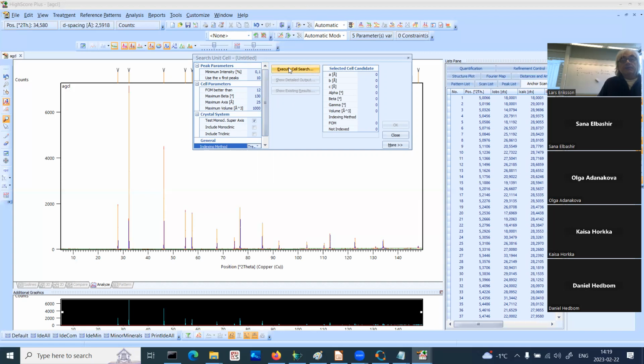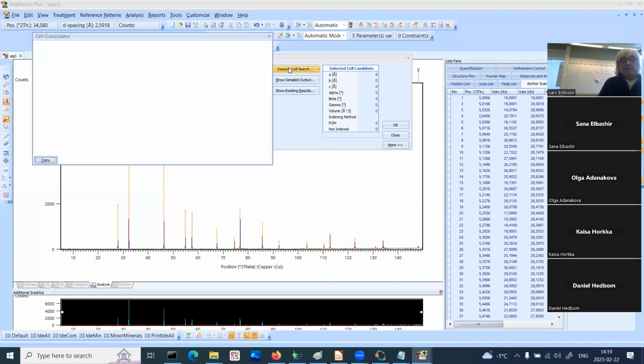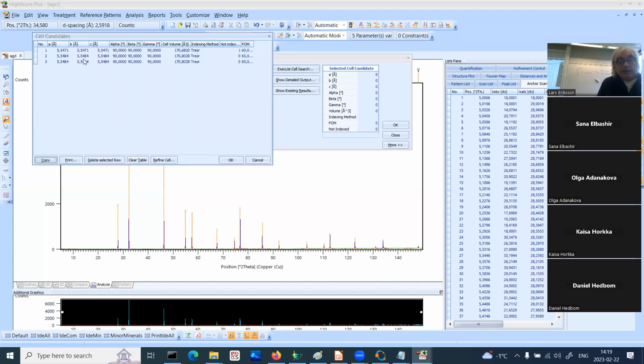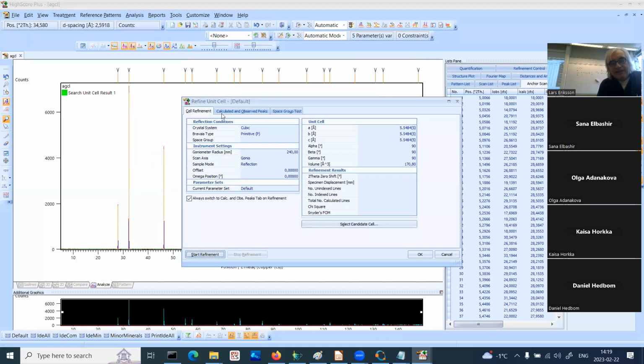But suppose we do this cell search. Then it actually solves the problem. That's good. So if we go to refine, mark one of the solutions and refine cell. Yeah, directly.